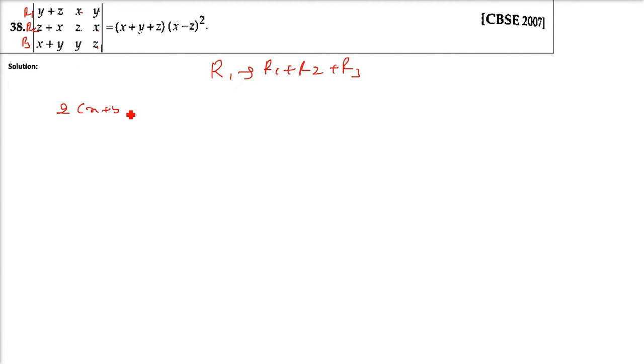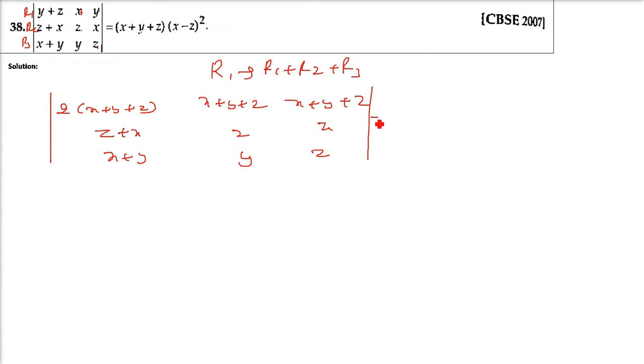So it will be 2x plus y plus z, x plus y plus z here, x plus y plus z here, and then we have z plus x, z, x, x plus y, y, z. Now, we take x plus y plus z common from here. When we take x plus y plus z common, what will be inside? It will be 2, 1, 1, z plus x, z, x, x plus y, y and z. Okay. Now, we will try to get maximum zeros, basically maximum zeros means less computation.